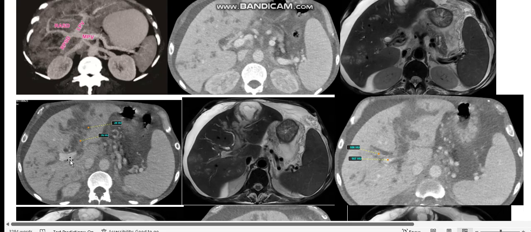shows hyperdensity. There is a hyperdensity signal in its lumen. This could be contrast. This could be a calcified thrombus. Look here. T2 weighted MRI confirmed that this is not contrast. This is not a normal vessel. This is a thrombus. So this is a calcified thrombus. Okay.